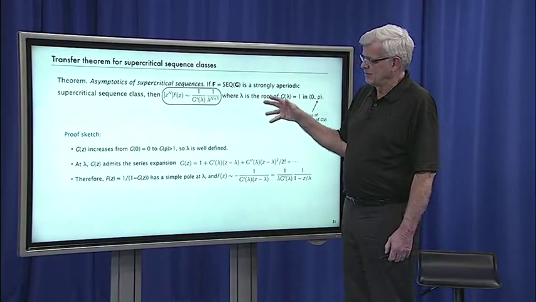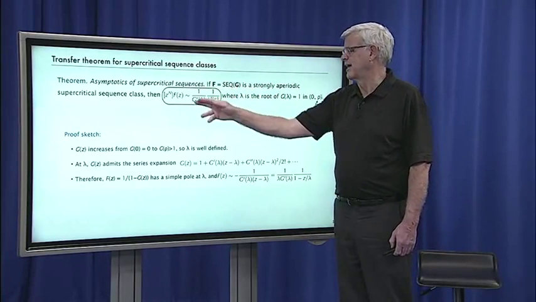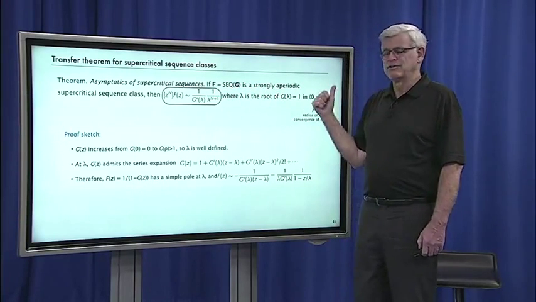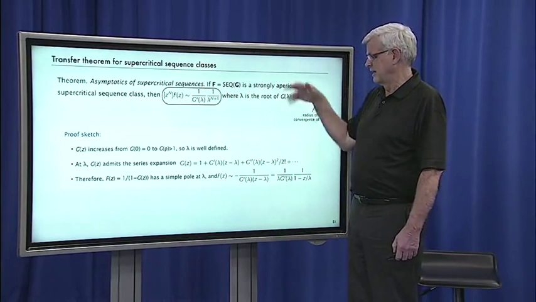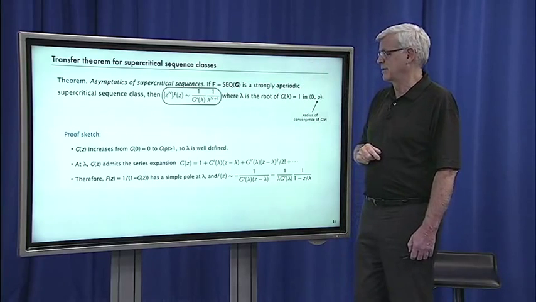But really, what most people are going to remember from this slide is this idea that all I have to do is find lambda and evaluate g prime at lambda, and I've got the coefficient asymptotics.